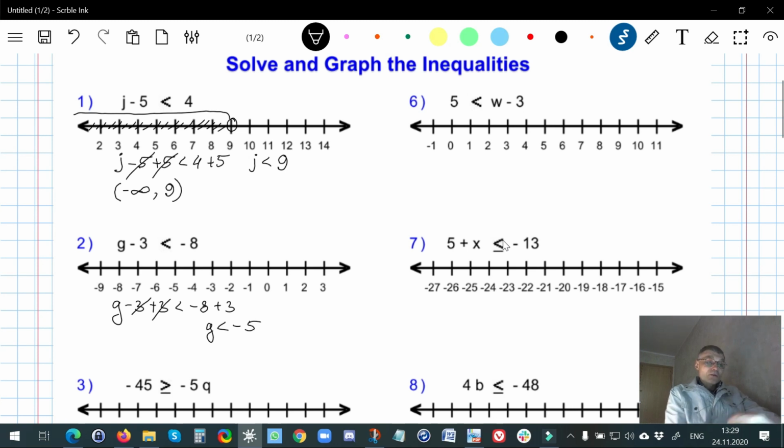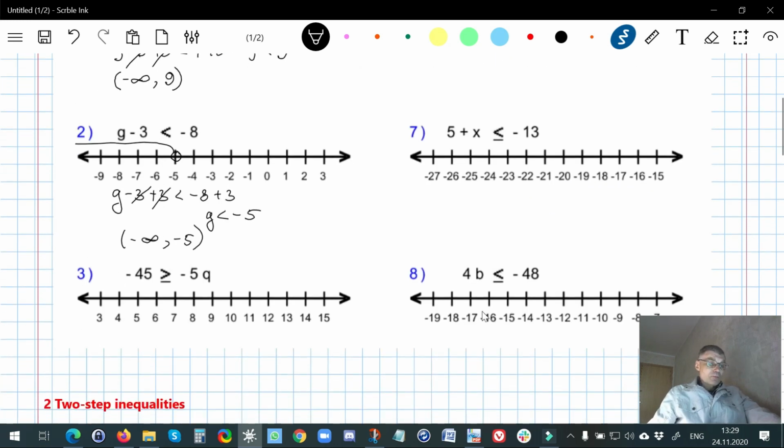Interval notation, like in the first example, is negative infinity, negative 5. I was going to forget the sign, which is not advisable, negative 5. And that's it. I don't include it either. It's less than. And then I just draw it, graph it.